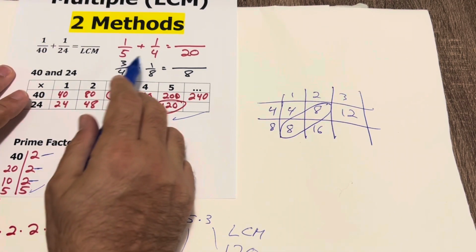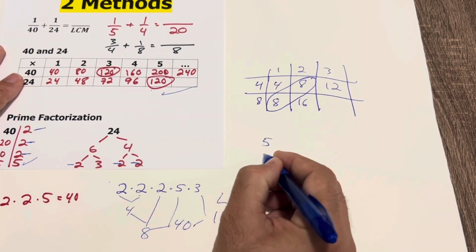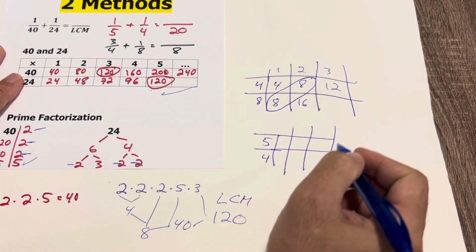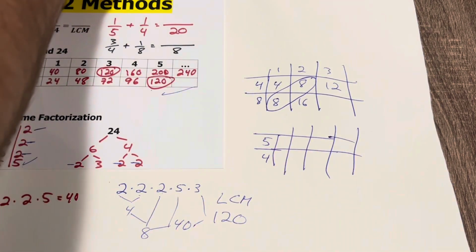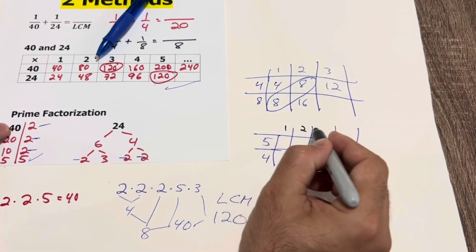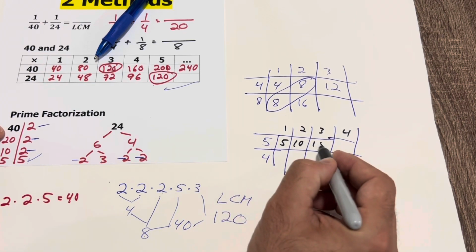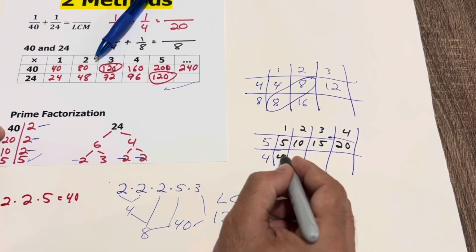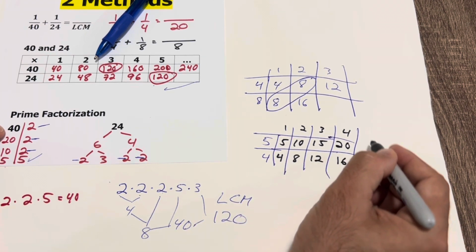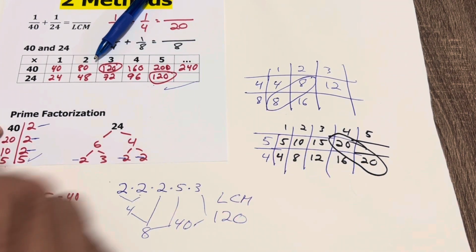Remember, we used the 20 here. Let's see how do we find the 20 using this method. So we have a 5 and a 4. So 1, 2, 3, 4. So 5 times 1 is 5, 10, 15, and 20. And here is 4, 8, 12, 16, and 20. So 20 is 4 times 5. So here I find it is the 20.